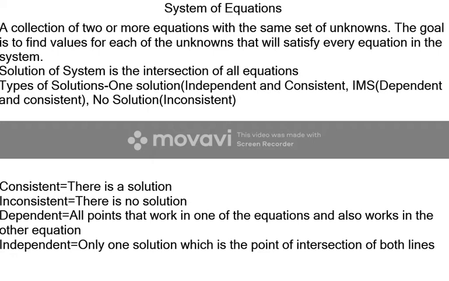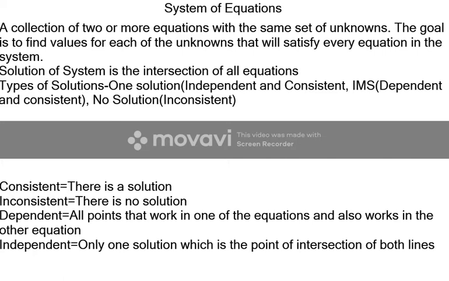Alright, so let's go through what a system of equations actually is, the definition. A system of equations is a collection of two or more equations with the same set of unknowns, unknowns being variables. The goal is to find values for each of the unknowns that will satisfy every equation in the system. So you need to find the points on a graph where both lines intersect, or however many equations you have.